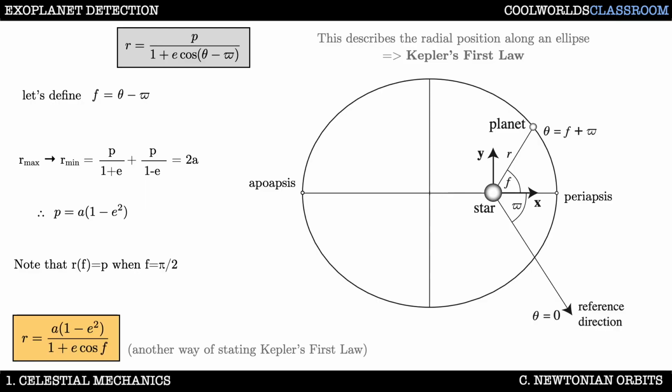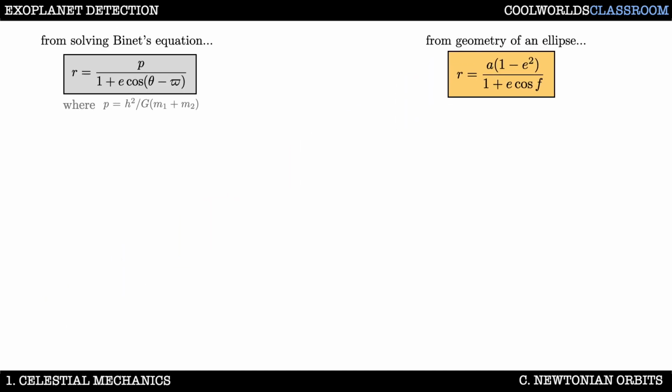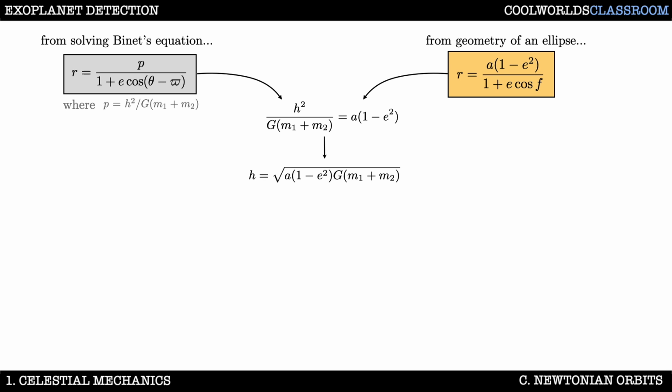Let's take these two results that we found in the last slide and move them up to the top of a new page. These are essentially two ways of expressing Kepler's first law. Since both state that r equals something, then of course they must be equal to each other. On the last slide, we related p to geometrical terms, but we also know that p is given by h squared over G(m1 plus m2). So equating these allows us to solve for h, and this gives us this big square root equation.